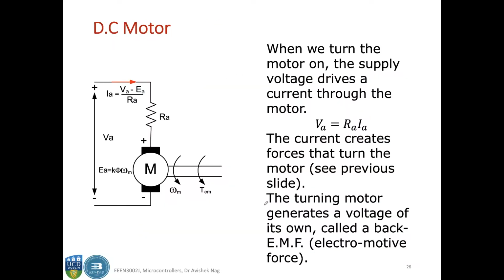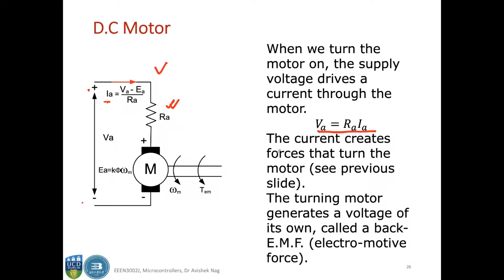So the DC motor, when we turn the motor on, let's say we have a circuit like this. There is a voltage applied, and there is a resistance here, and then we have this current which is defined. Basically, when we turn the motor on, the supply voltage drives a current through the motor, which is given by this.